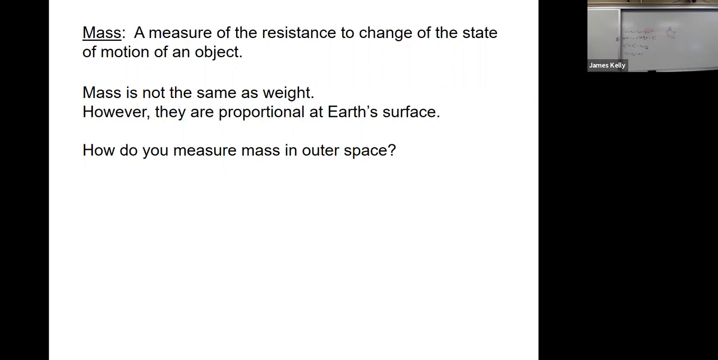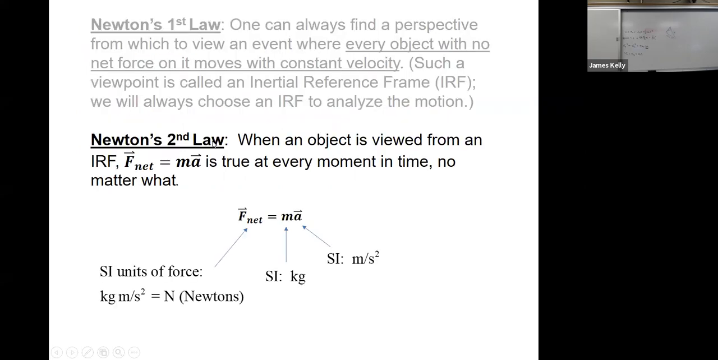Regular scales don't work. But you can always take the object and try to accelerate it or shake it like this. I'm accelerating it when I shake it back and forth. And that will give you a sense of how massive it is, right? I'm accelerating it this way, then accelerating it that way. And the harder it is for me to do that, I can feel that pressure against my skin. The harder it is to do that, the more massive it is. So that's just an intuitive notion of mass. Mass and inertia mean the same thing. So an object that's very massive has a lot of inertia. They're really just two words for the same thing.